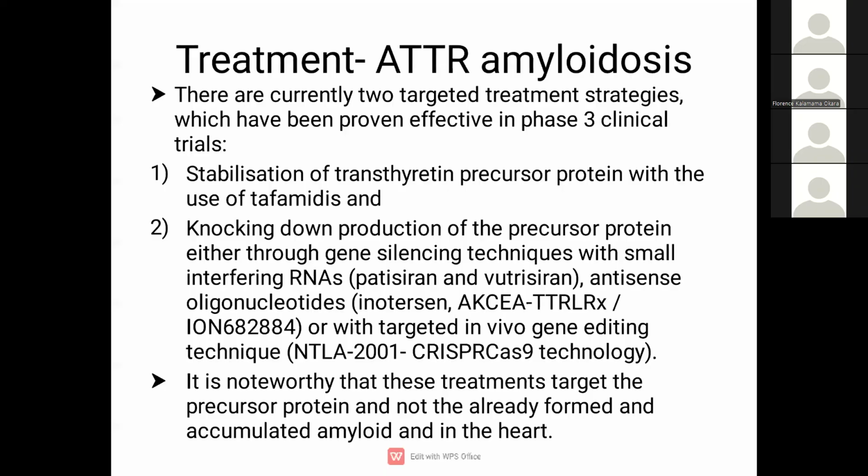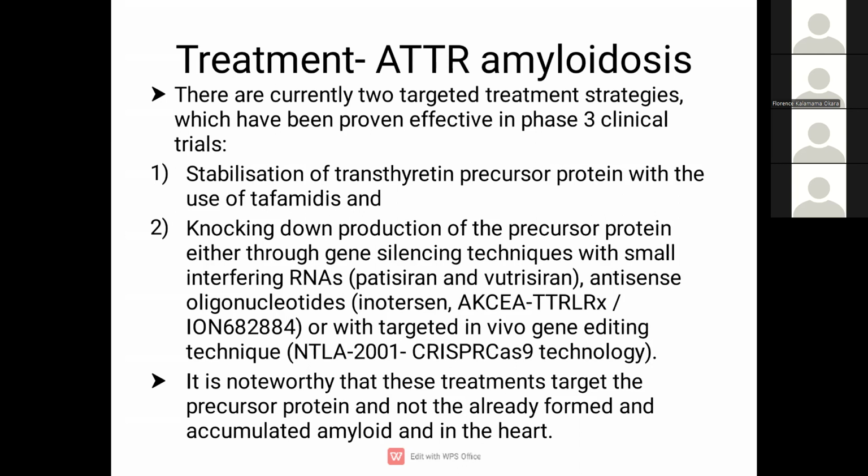Now, for the ATTR type, there are currently two targeted treatment strategies which have been proven effective in phase 3 clinical trials. We have one, that's the stabilization of the transthyretin precursor protein with the use of tafamidis. So these have been shown to be of benefit. Then the second proven targeted treatment in phase 3 clinical trials is knocking down production of the precursor protein, either through gene silencing techniques with small interfering RNAs using patisiran and vutrisiran, or you could also use antisense oligonucleotides, that's inotersen, or a targeted in vivo gene editing technique.